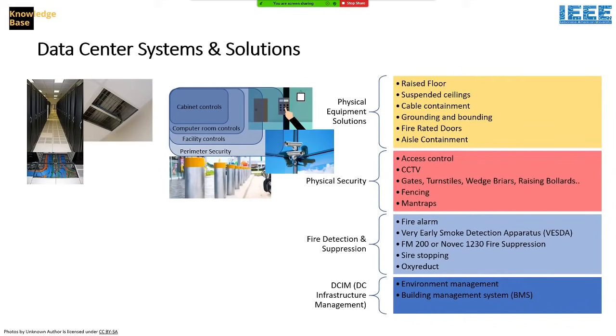And usually we have four levels of security. We have the perimeter security, where you monitor the surroundings of a data center for any suspicious movement. You monitor the facility itself and you control access to it. And then the computer room itself, and then the cabinet. Each cabinet is controlled by itself.